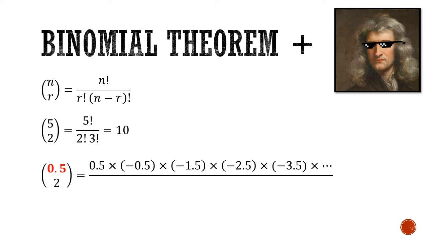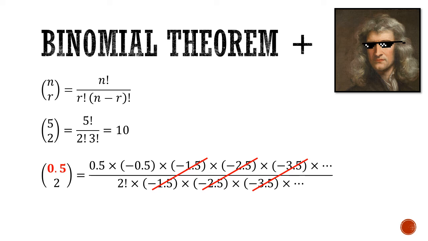In the denominator, we have r factorial, which is just 2 factorial, nothing happens there. And then we have n minus r factorial. So n minus r gives us 0.5 minus 2, which is negative 1.5. Again, we do the same trick. After we times negative 1.5, we times negative 2.5, and so on and so forth. Notice that everything after the third term cancels away.